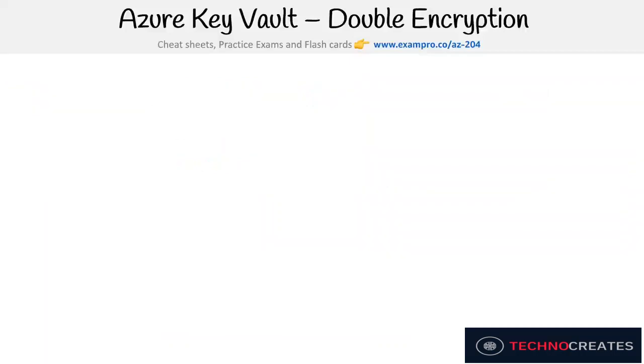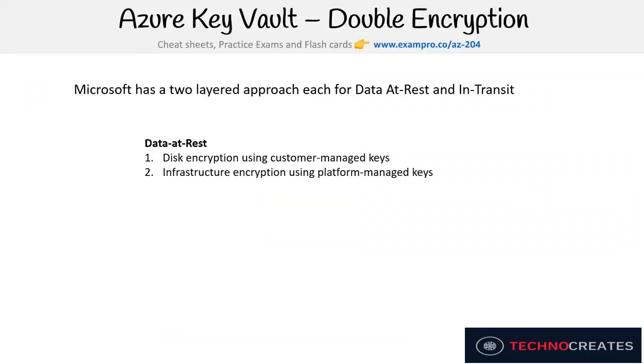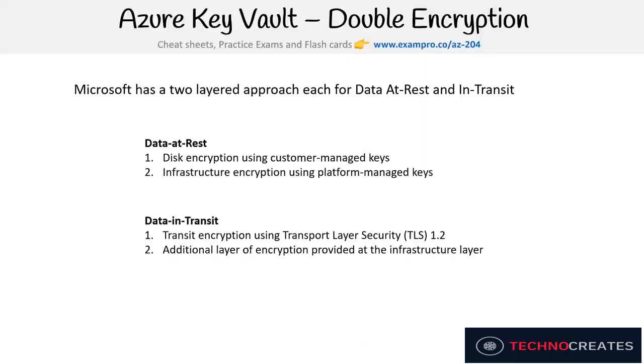I feel like we're repeating ourselves 100 times here, but Microsoft has a two-layered approach for data at rest and in transit. For data at rest, you have disk encryption using customer managed keys, and then you have infrastructure encryption using platform managed keys. For data in transit, the encryption uses TLS 1.2, which is the latest standard. Over the years it went between SSL and TLS; it's back in TLS's court, with 1.2 being the most up to date. There is an additional layer of encryption provided at the infrastructure layer. So should you enable double encryption? Yes, always, every time you have that opportunity, utilize it, okay?